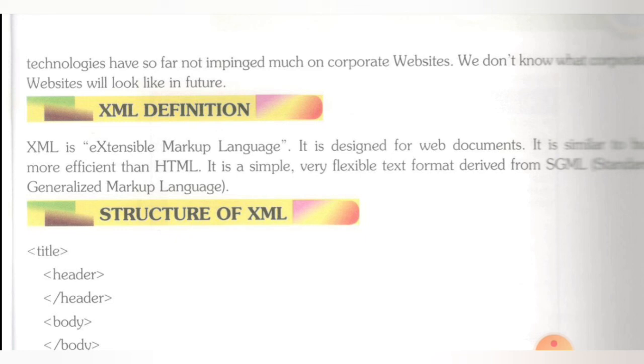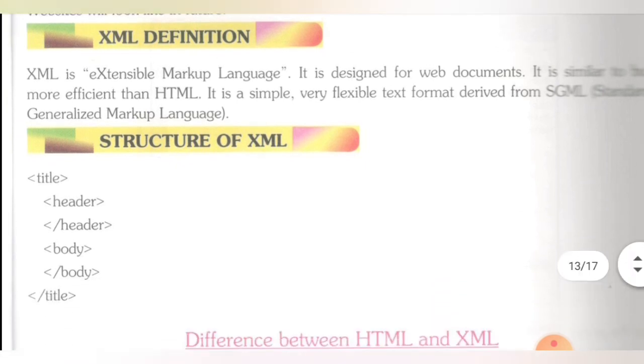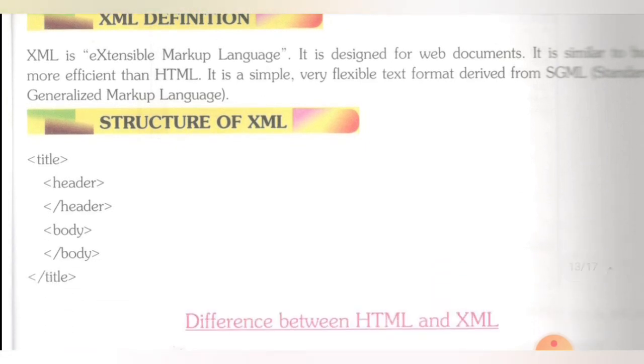Okay, now you can see the structure of XML, that is how we can write XML code. We start from the title and then the header tag. The tags are enclosed by angular brackets, that is the less than and greater than symbols. Within the less than and greater than symbols, some names are given: title, header, body. These are all known as tag names.